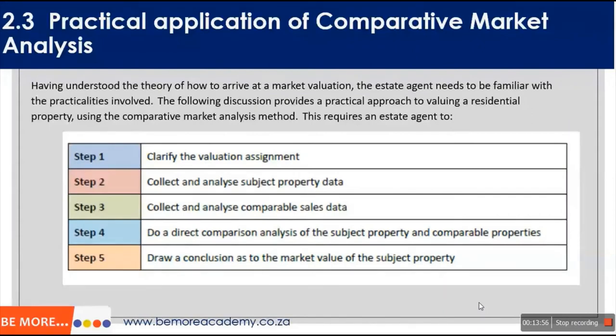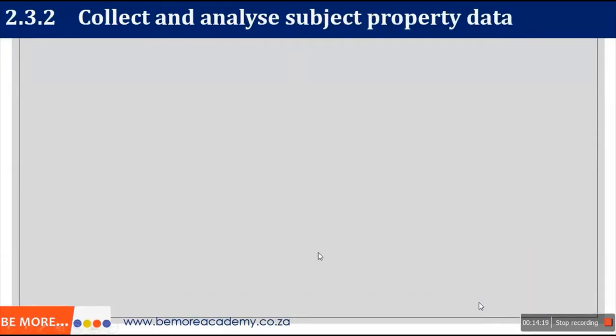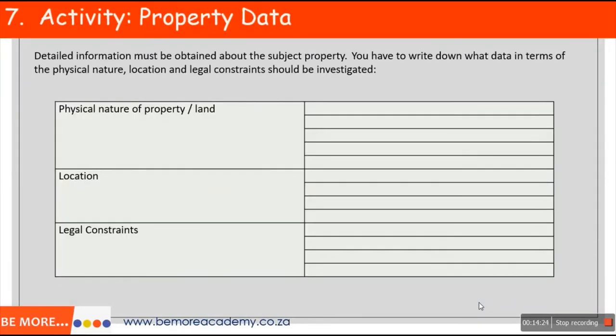Okay, practical application of a comparable market analysis. Having understood the theory of how to arrive at a market valuation, we will do the market valuation with everything that I'm going to do in the practical. Clarify the valuation assignment. We will also do this in practical. Okay, collect and analyze subject property data. We will go through that. The property data, we will complete this with that analysis. Collect and analyze comparable sales data.